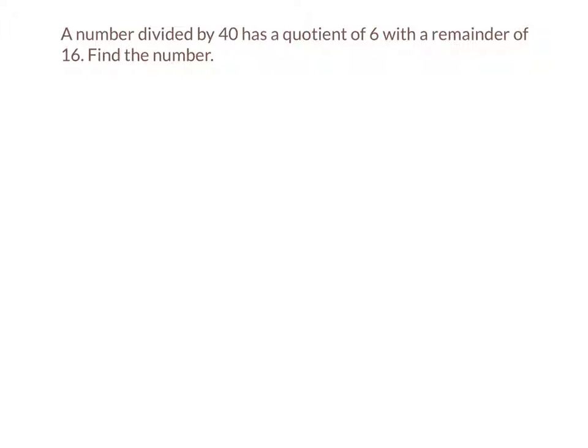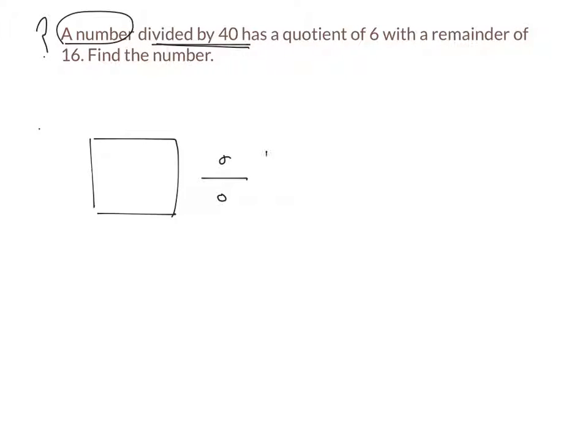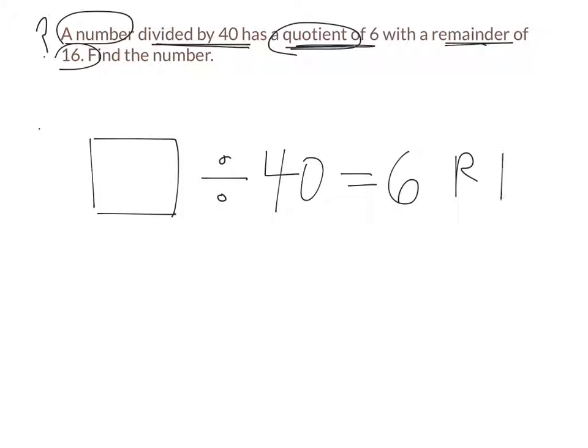Now, this problem is asking us to work backwards, to think backwards, okay? It's telling us that a number, some number, we don't know what it is. That's what we're trying to figure out. We don't know what number, but it's been divided by 40. It has a quotient of 6. Remember, quotient means answer. And then it has a remainder of 16. And it's asking us to find the number.